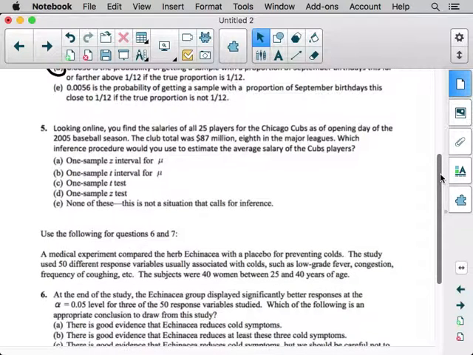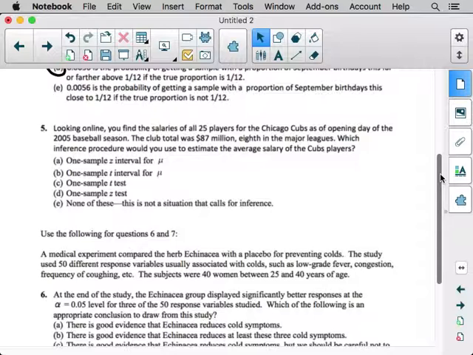All right. Number 5, looking online, you find the salaries of all 25 players of the Chicago Cubs as of opening day of the 2005 baseball season. The club total was $87 million, eighth in the major leagues. Which inference procedure would you use to estimate the average salary of the club's players? Or, sorry, Cubs, not clubs.